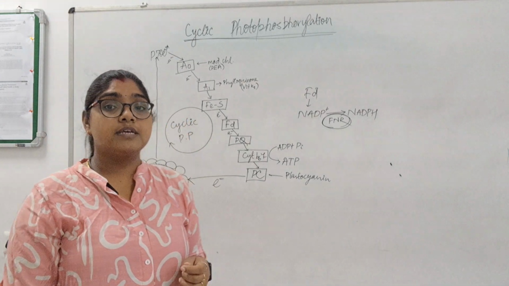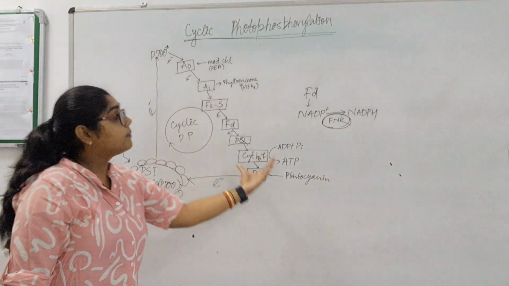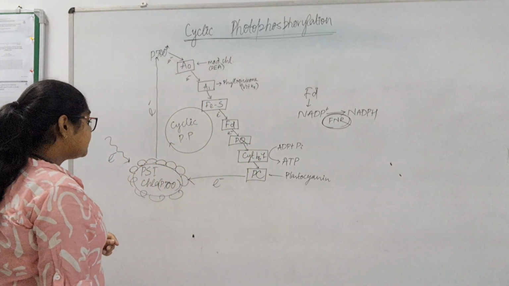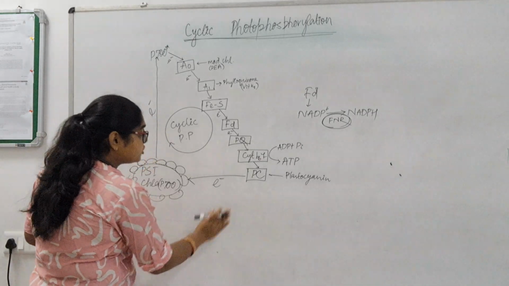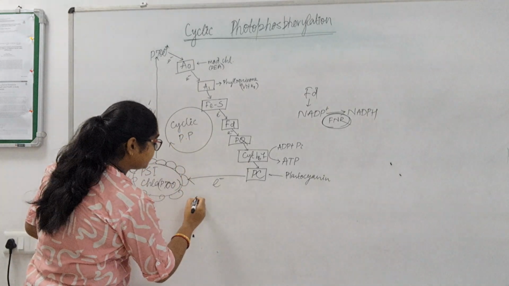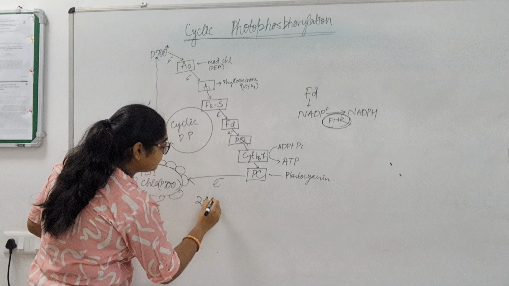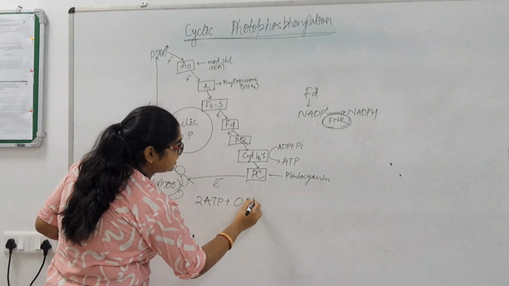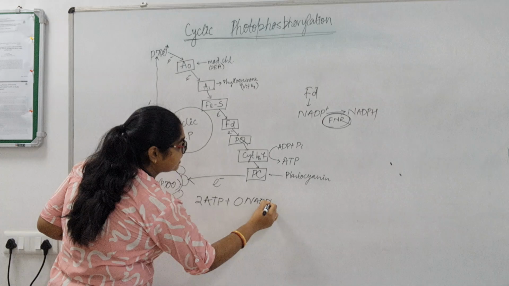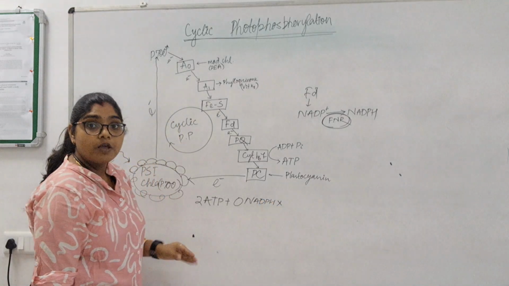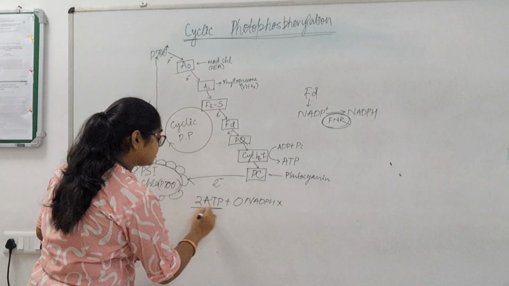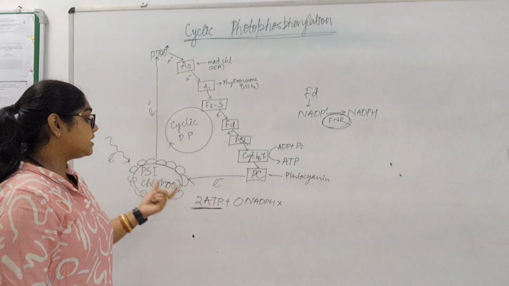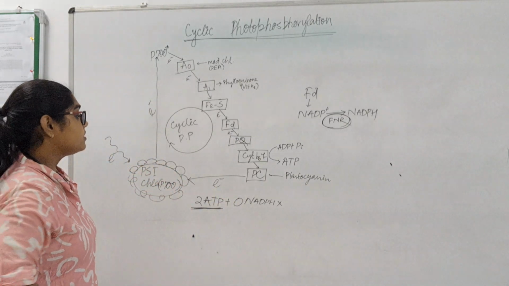Okay, now we have discussed the mechanism of cyclic photophosphorylation. So the thing is, in every reaction of cyclic photophosphorylation, we get 2 ATP and 0 NADPH. That means no NADPH. We get 2 ATP. This is the product of each cyclic photophosphorylation or each cyclic reaction.